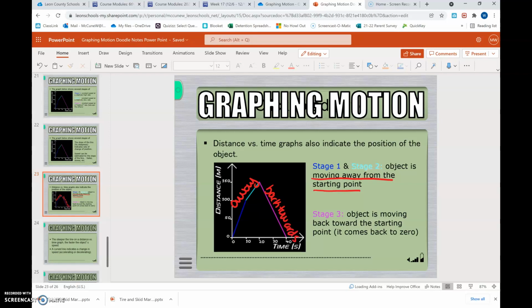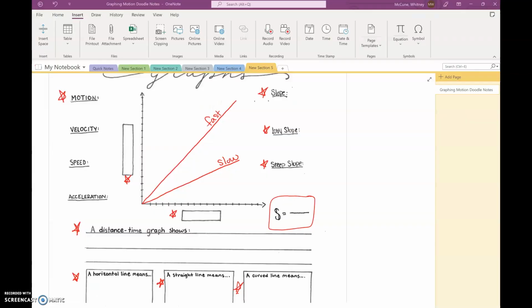All right. Let's go ahead and add that to our graph. We're going to say here that this one is away fast. And we're going to add another line that says back towards the starting point. Going backwards, basically.